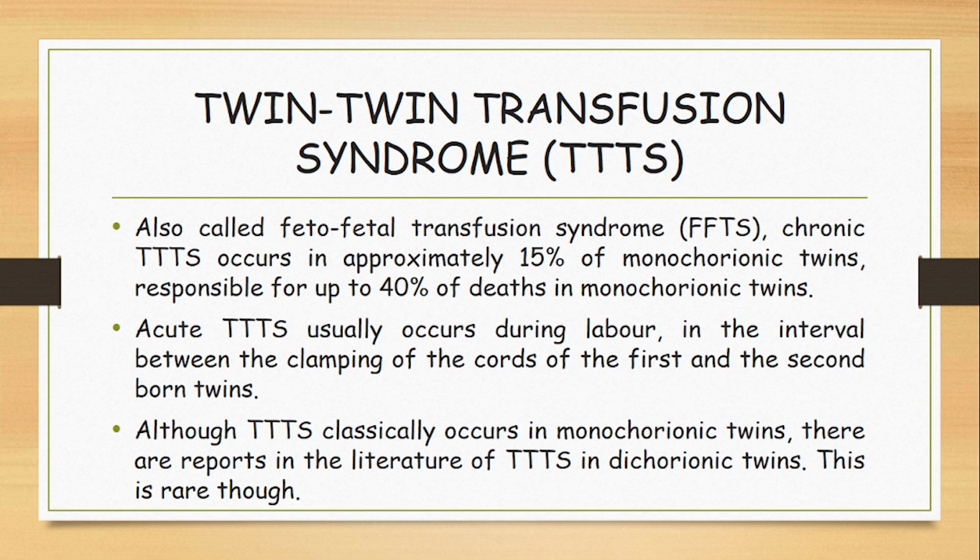Twin-to-twin transfusion syndrome, also called fetal transfusion syndrome, occurs in about 15% of monochorionic twins and is responsible for up to 40% of deaths in monochorionic twins. Acute twin-to-twin transfusion syndrome usually occurs during labor, in the interval between the clamping of the cords of the first and second twin. Although it classically occurs in monochorionic twins, there are reports in the literature of twin-to-twin transfusion in dichorionic twins, though this is very, very rare.